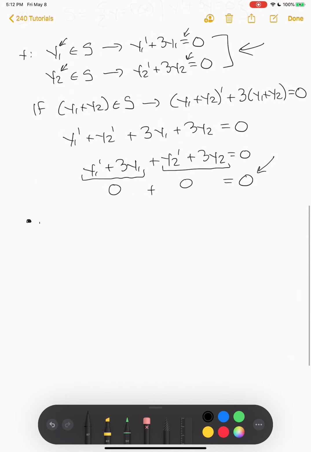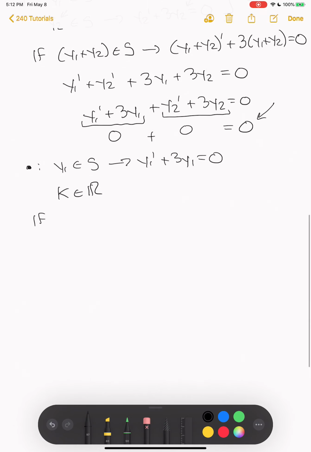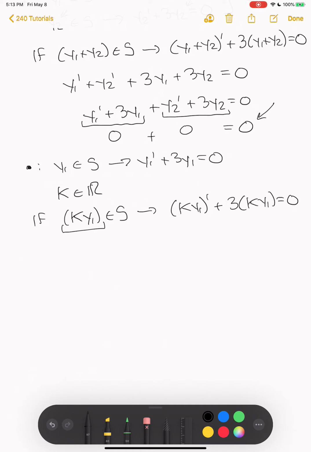Scalar multiplication works the same way. We can just use y1 again. So we know that y1 prime plus 3y1 is equal to 0. And then we can take k to be some arbitrary real number. And then I like to write these if statements. If you don't need to, then that's totally fine. If ky1 is in S, then I know that (ky1) prime plus 3 times ky1 is equal to 0. So I'm just defining something new and sticking it in here for my differential equation.